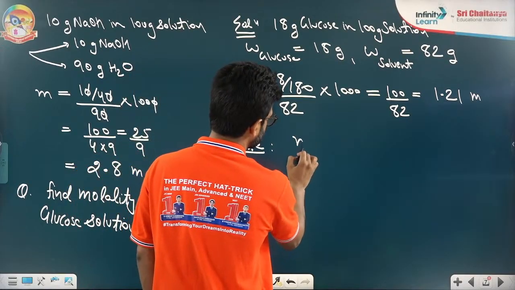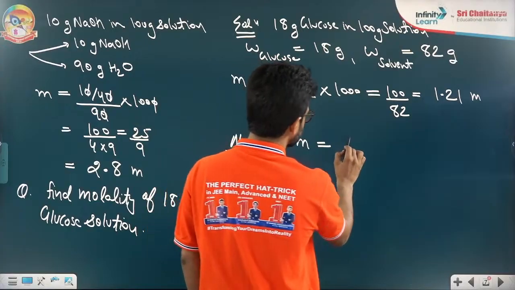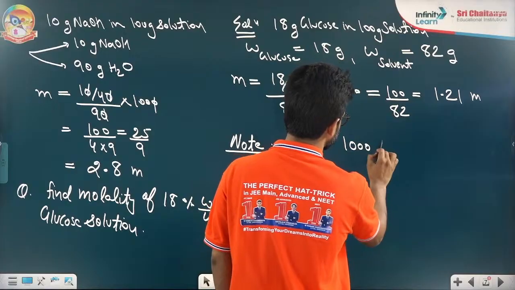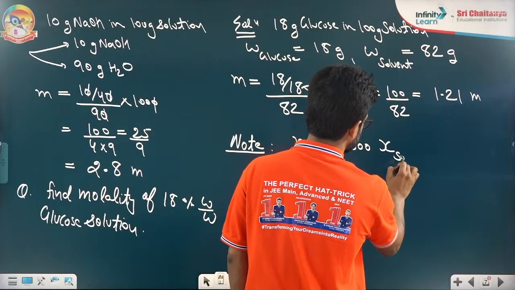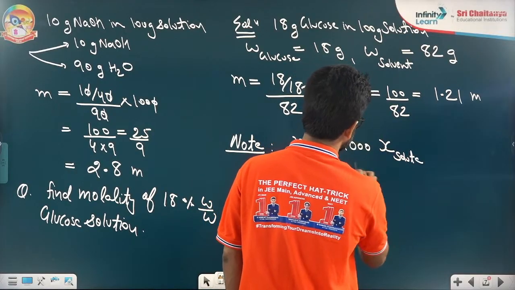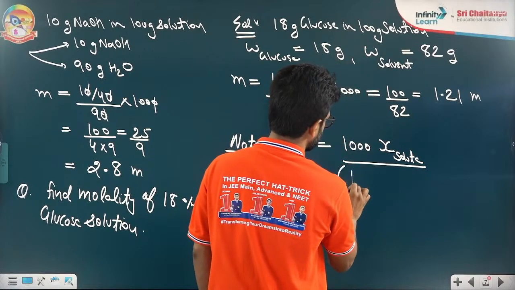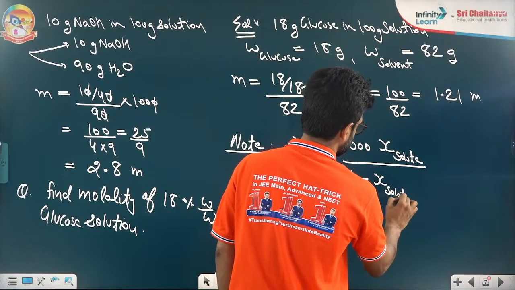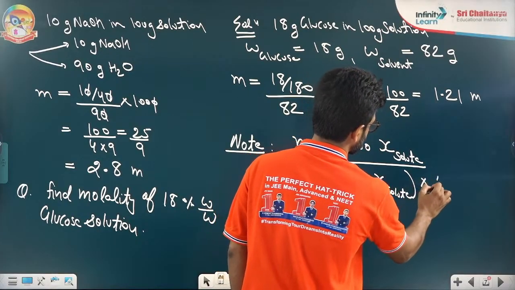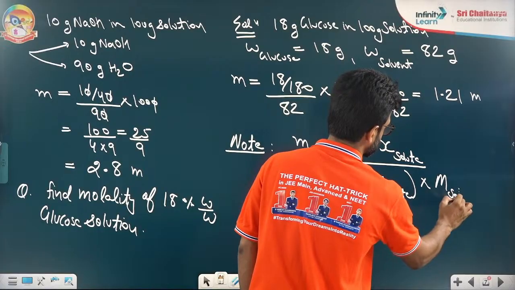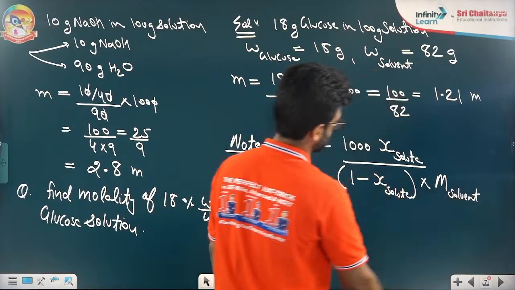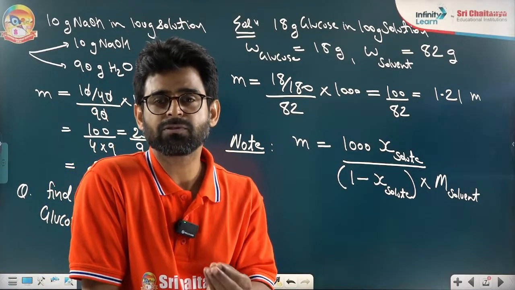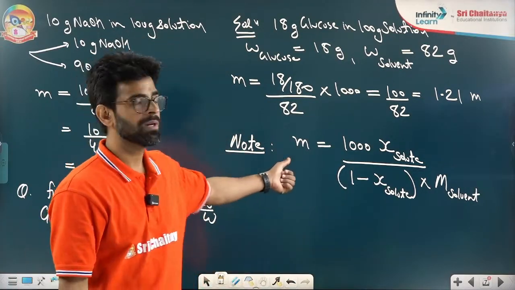So, if you want to find molality using the mole fraction of solute, we write the formula: 1000 into x, where x, or chi, is the mole fraction of solute, divided by 1 minus mole fraction of solute, into molar mass of solvent. This is the relation between the mole fraction of solute and the molality of solution.